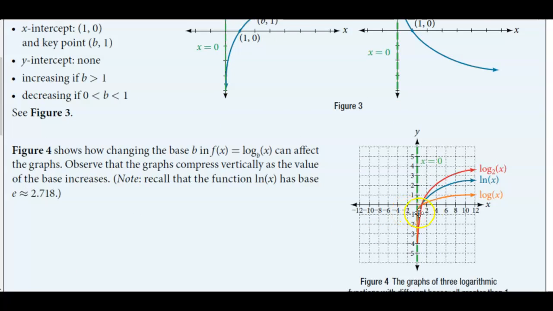Now, if you look at this figure here, it's going to show how changing the base b in f of x, which is equal to a log of base b x, can affect the graphs. Observe that the graphs compress vertically as the value of the base increases. So here it's increasing. And if you recall, the function natural log of x has a base of e.